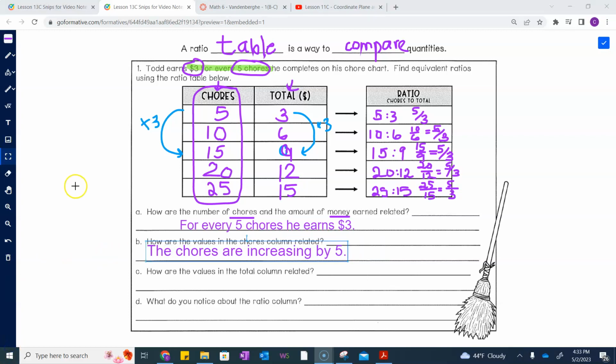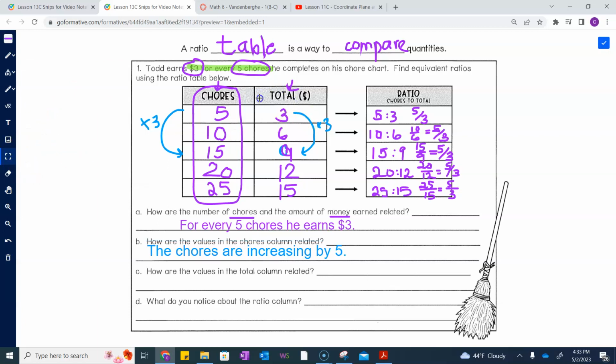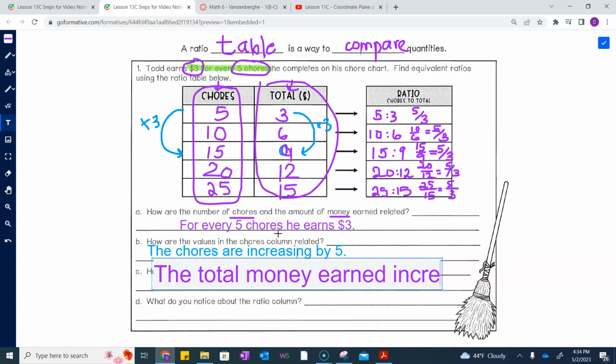Question C, how are the values in the total money column related? Well, when you look at the total money column, what we find is the amounts are always increasing by $3. Every time we went down to the next row, it was a $3 increase. So the total money earned increased by $3.